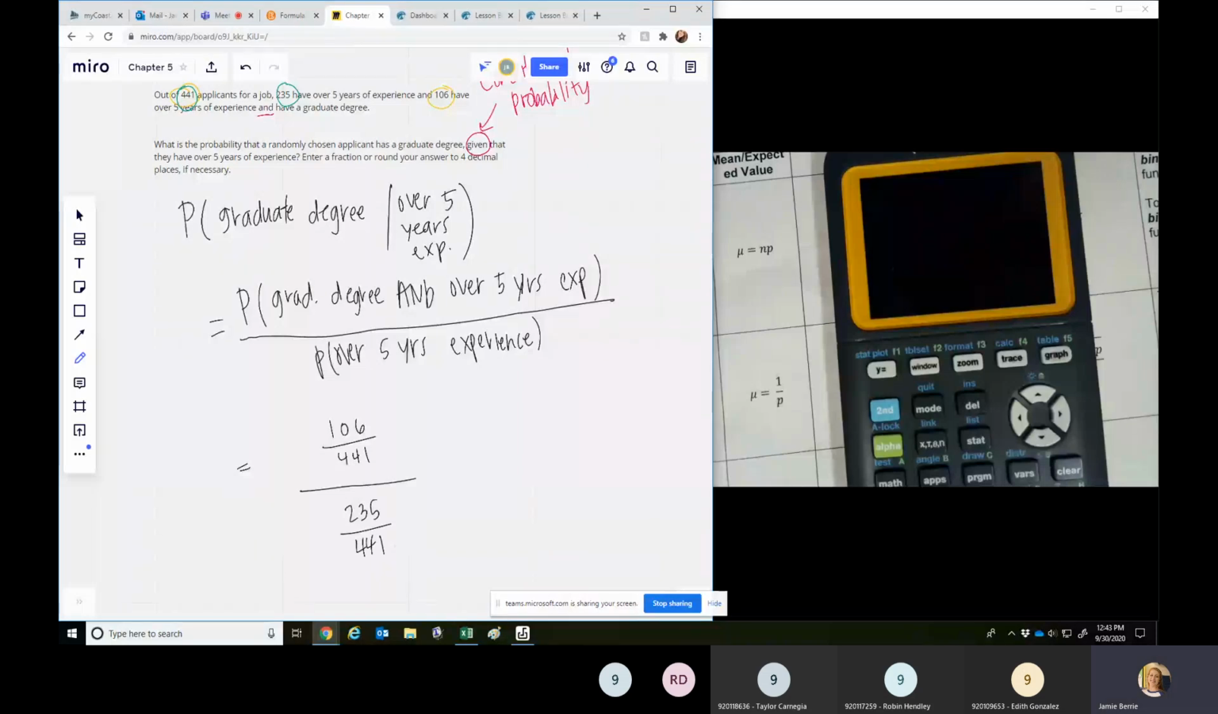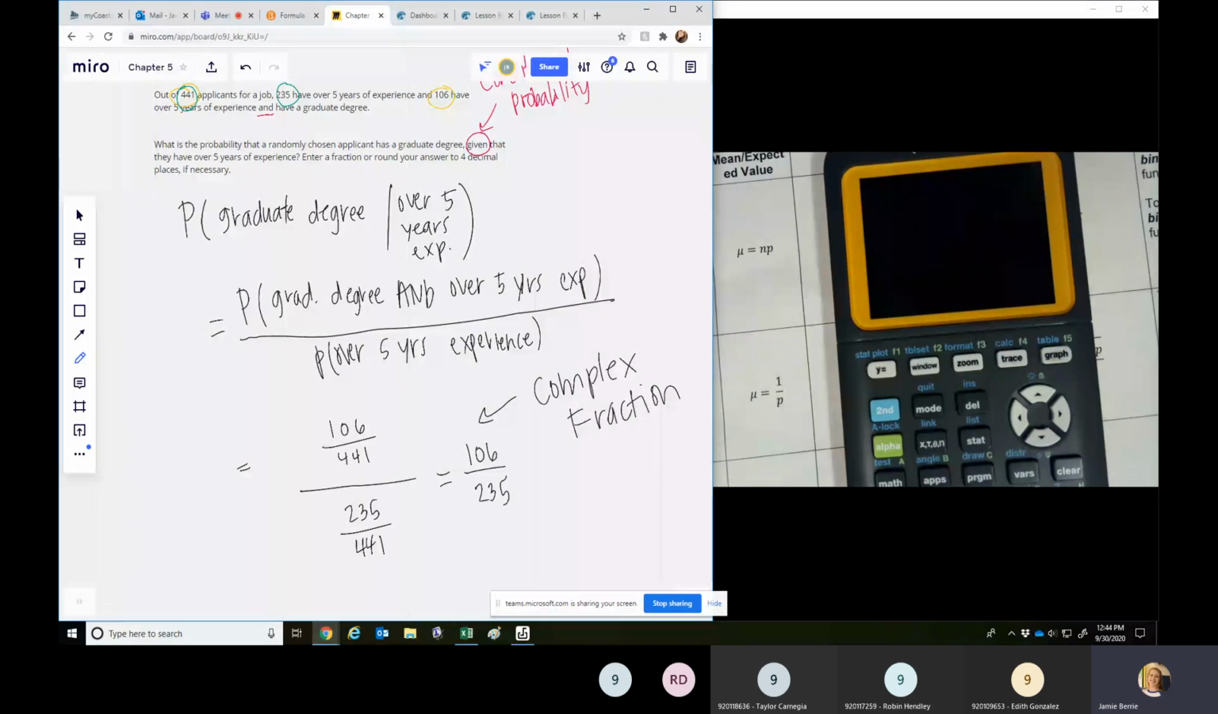Now, if you remember the little trick I told you for when you have a complex fraction, a fraction divided by a fraction: if the numerator and the denominator have the same denominator, the little trick, which is a huge shortcut, is that it always simplifies to 106 over 235. So it's always the numerator at the top divided by the numerator at the bottom.